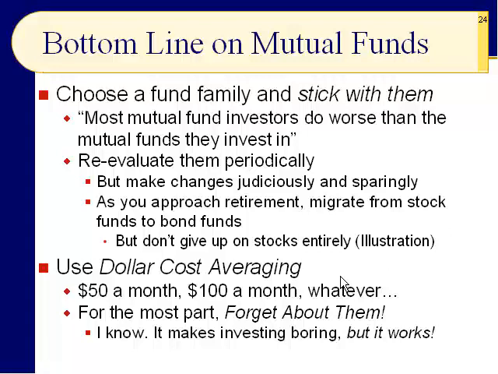And use dollar cost averaging. $50, $100 a month, whatever you can afford. But for the most part, forget about them. I know, it makes investing boring, but it works. And in the investment world, boring is good. Remember in chapter 12, one of the most boring companies in the world, they sell soap and toilet paper and diapers and shampoo and razor blades. Yeah, Procter & Gamble. So boring is good in the investment world.